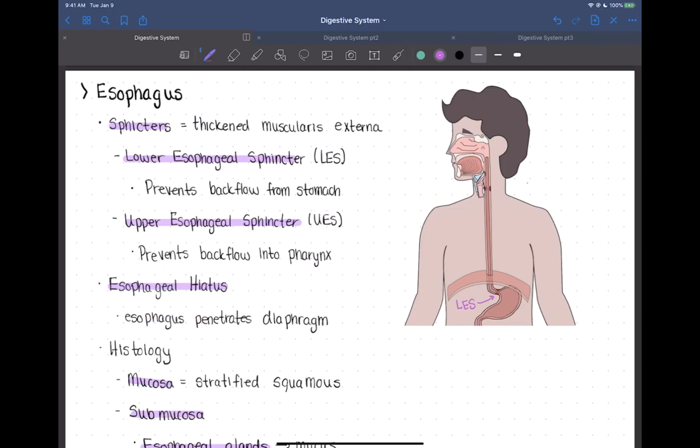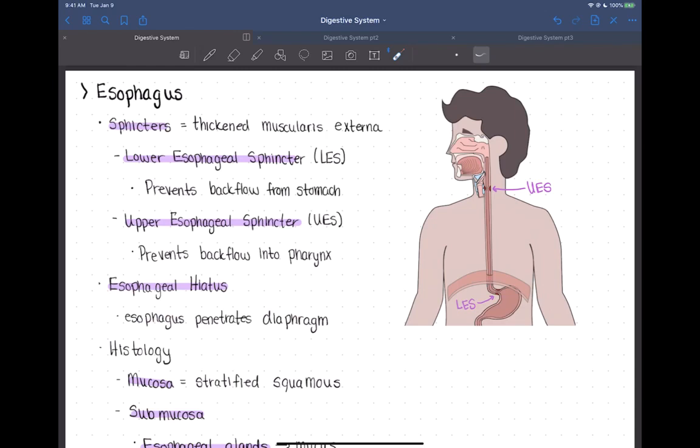And then there's the upper esophageal sphincter. That's right here. The function of the upper esophageal sphincter is to prevent backflow into the pharynx, right? So that material can't get back up here into the pharynx. Good. Okay, so those are the two sphincters.